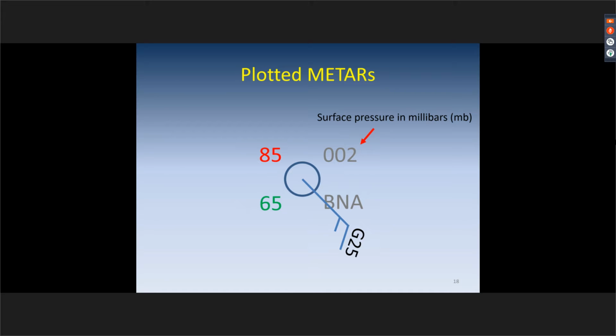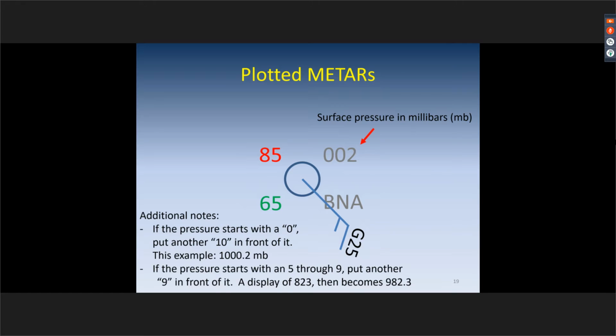So how do you read this one? All right, if the pressure starts with a 0, you're going to put a 10 in front of it. So for this example, this pressure is 1,000.2. If the pressure starts with a 5 through a 9, you're going to put another 9 in front of it. Now, there are some examples that are kind of crazy out there.